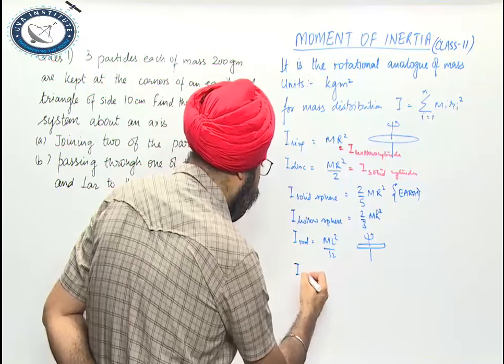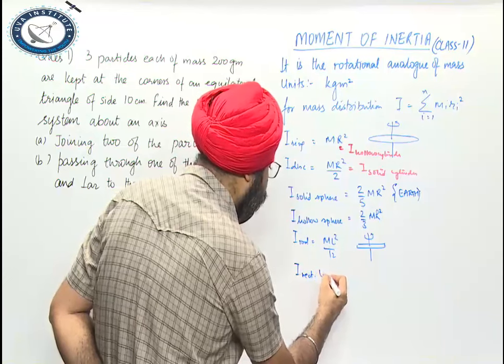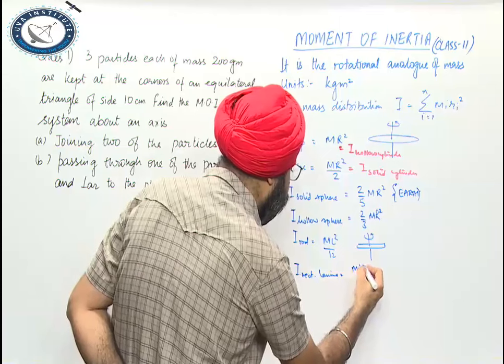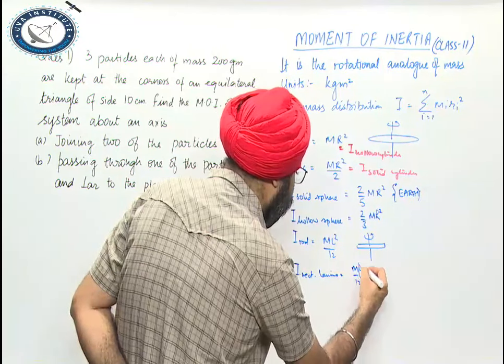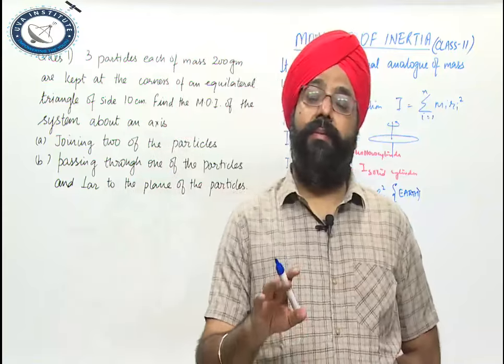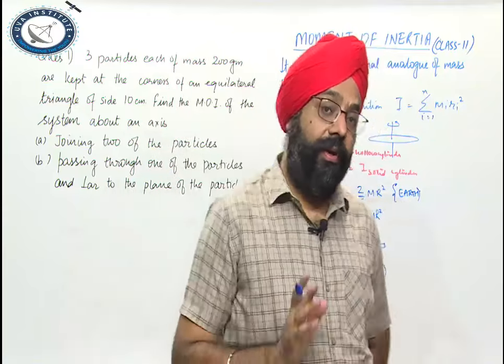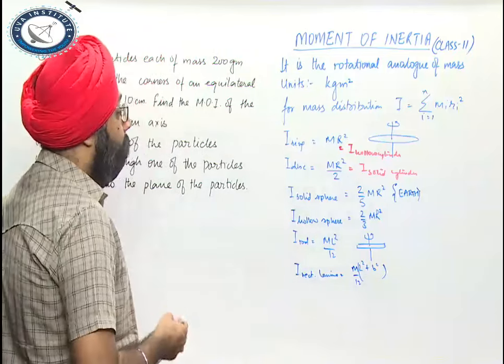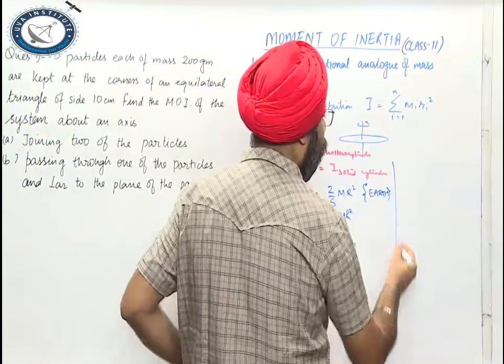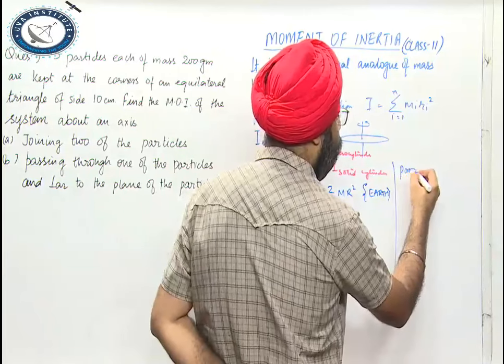Square plate, or rectangular lamina. In this case moment of inertia is m upon 12 (L square plus B square). In case of a square sheet, it becomes ml square by 6 because L is equal to B. Then we have two different theorems. The one is the parallel axis theorem.